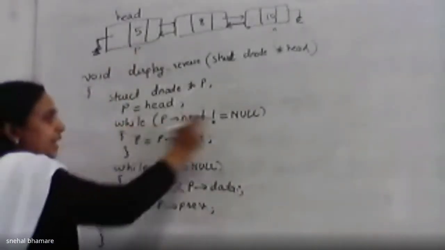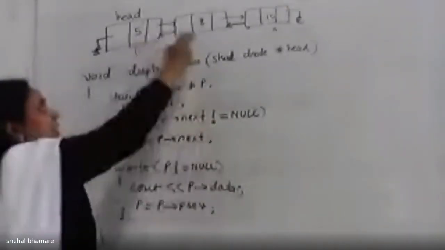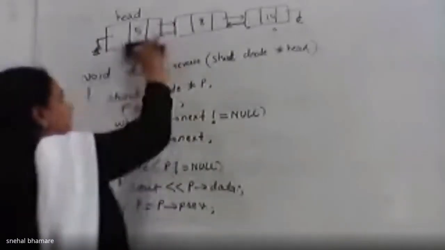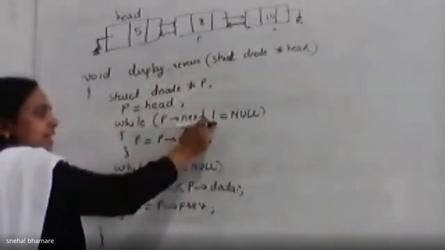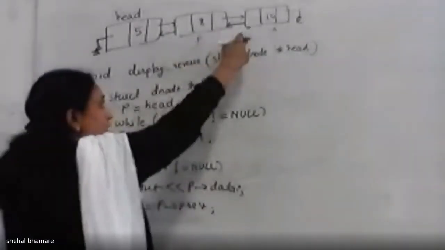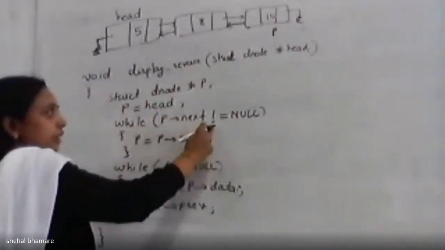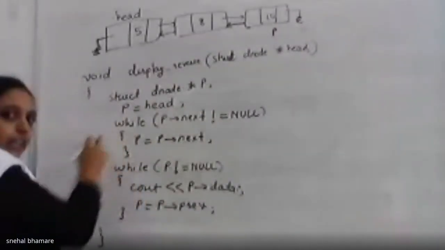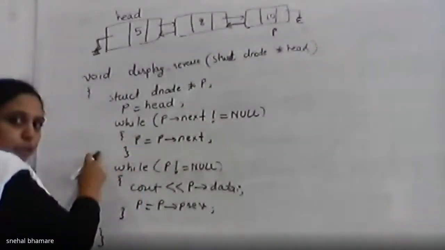Check. P next is not equal to null. P next is this node. It is not null. Hence P is equal to P next. So P will move to this node. Again in the while loop check P next null ahead. P next is not null. So P is equal to P next. P will come to this node. Again check P next is not equal to null. But in this case, P next is null. So it will terminate this while loop. It will come out of this while loop.